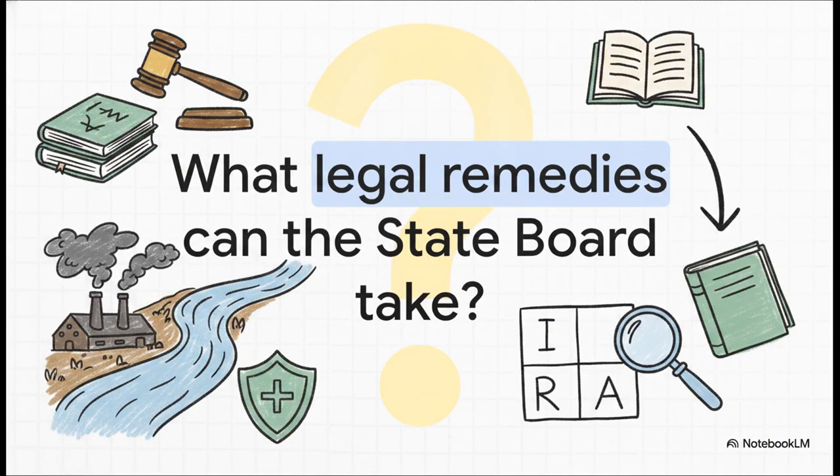So, here is our two-part challenge. What are the specific legal remedies available to those residents, and what direct actions can the State Pollution Control Board take against the defaulting tanneries? Now, to answer this effectively, we can't just write a generic essay about how pollution is bad. We have to walk through the exact step-by-step legal argumentation using the IRAC method: issue, rule, application, and conclusion.